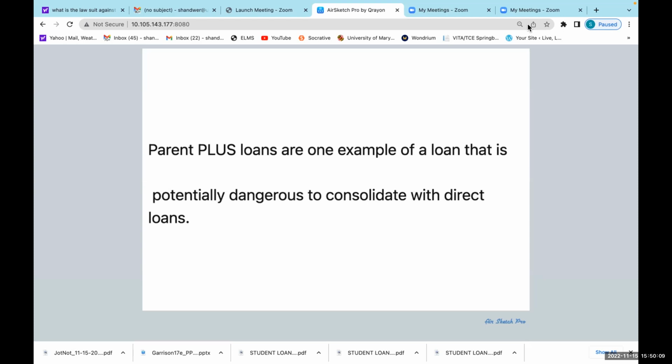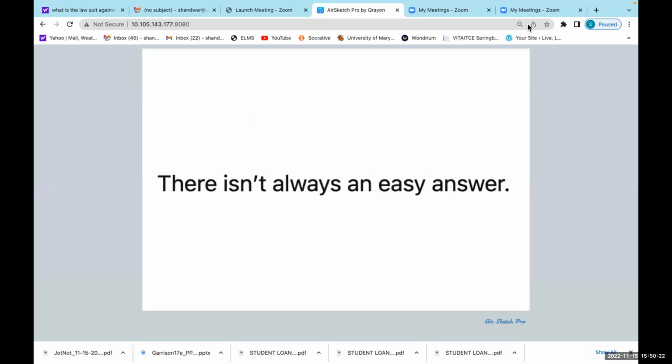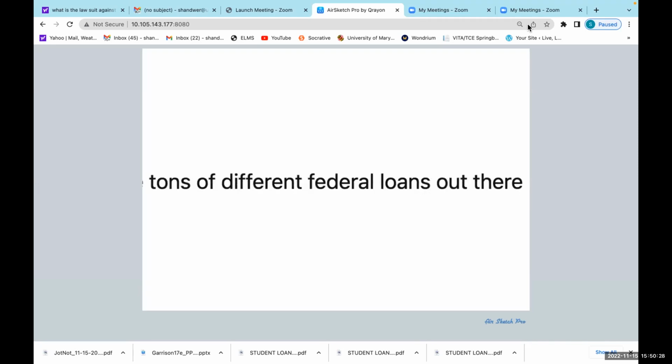Parent PLUS loans may be a dangerous place to consolidate with direct loans. But it all depends on what you're asking for and what kind of loan types and loan balances you're looking for. So you've got to do the homework on that. No easy answer, unfortunately. But do the homework. Again, consolidation is probably a good thing to start thinking about. There are tons of different federal loans out there. That's why you've got to work today with your loan service provider to find out what's the right payment plan for you.